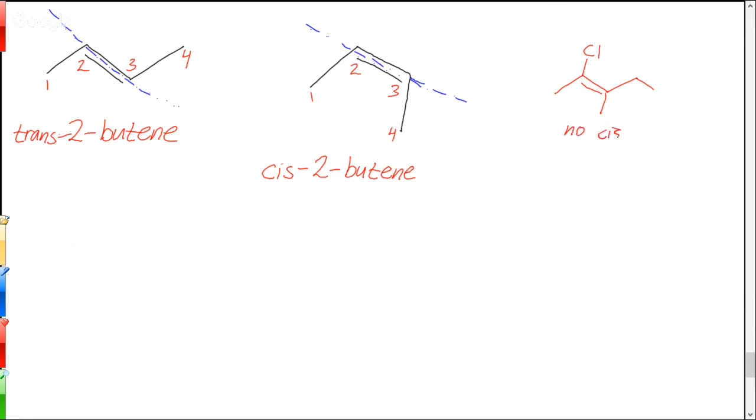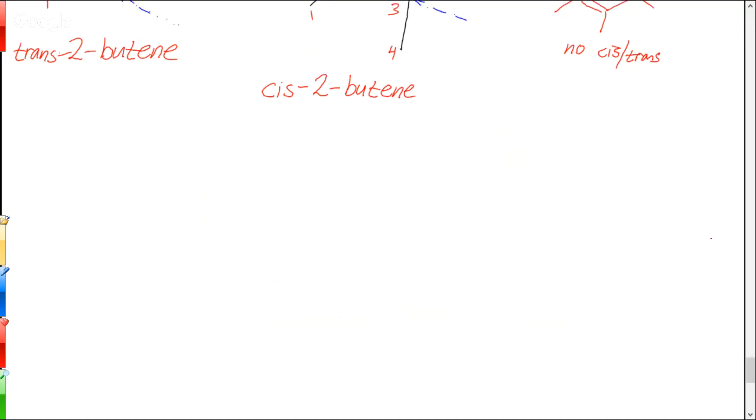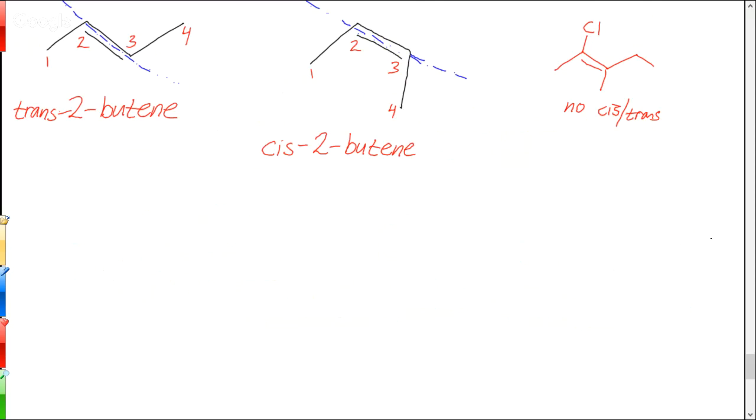We can't use cis-trans for a structure like that. There's another thing called E and Z, and that's beyond the scope of this class. Go take an organic class if you want to learn about it. But we can apply this to some, what? Oh, cis, C-I-S. Sorry, the pen is being a little weird.